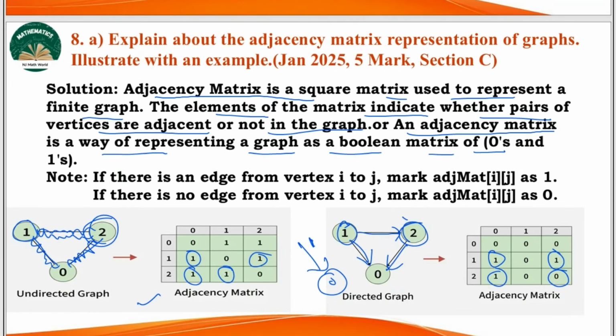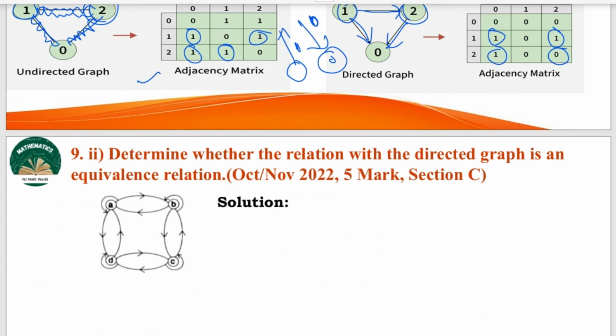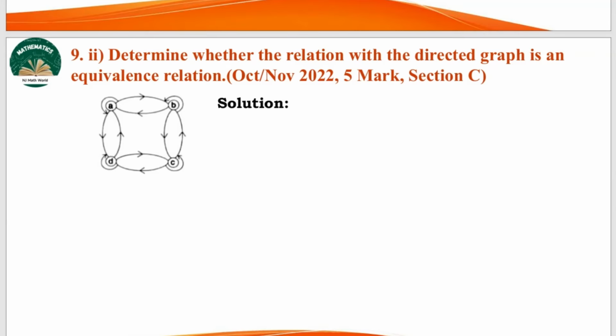If the line is coming in, it is 0. If it is going out, if it is a vertex and the line is going out, then it is called 1 for a directed graph. Then moving to the next question: determine whether the relation with a directed graph is an equivalence relation.